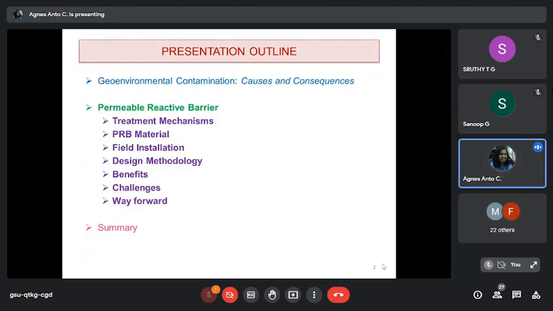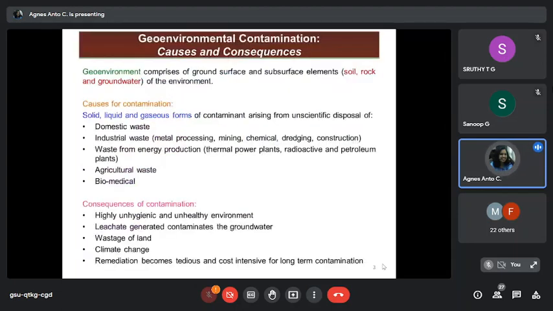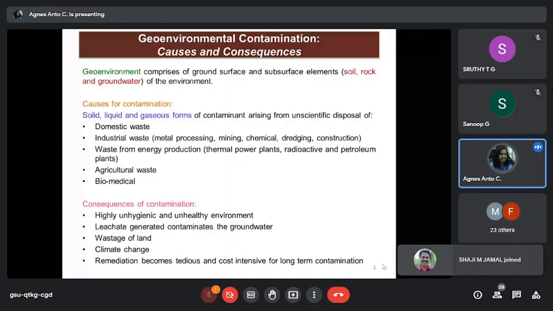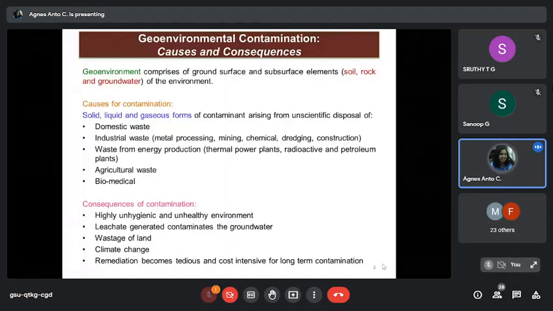So moving on to the introduction or an overview on geoenvironment. Most of you know what a geoenvironment is. It is basically the ground surface and subsurface elements of an environment. So you can say it comprises soil, rock, and groundwater. Now, with the advent of rapid urbanization and industrialization, a lot of activities are happening, and every activity or process will result in waste generation. So waste is something which is indispensable, but unscientific and indiscriminate disposal of this waste in the form of solid, liquid, or gas will lead to the contamination of geoenvironment.